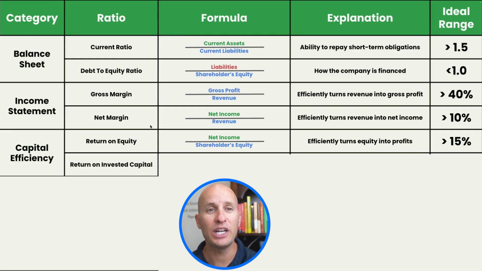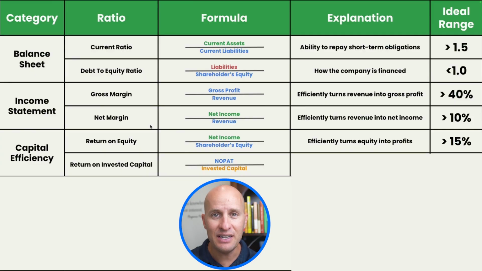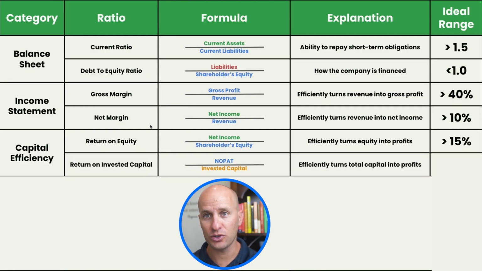That brings us to ratio number 6, which is a company's return on invested capital. This formula has the company's net operating profit after tax, or NOPAT, in the numerator, and the company's invested capital in the denominator. Now, this ratio also shows us how efficiently a company uses its total capital base to generate profits. And an ideal range for this number would be anything over 15%.